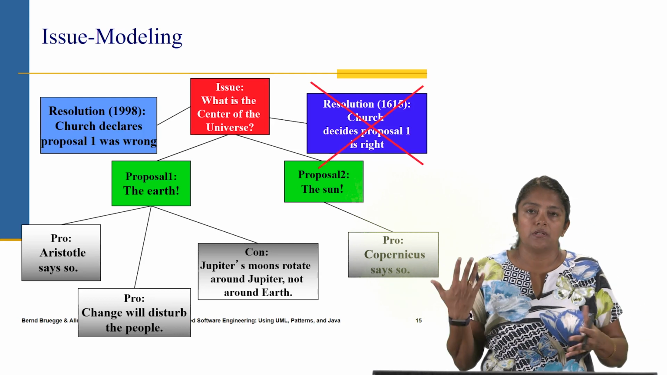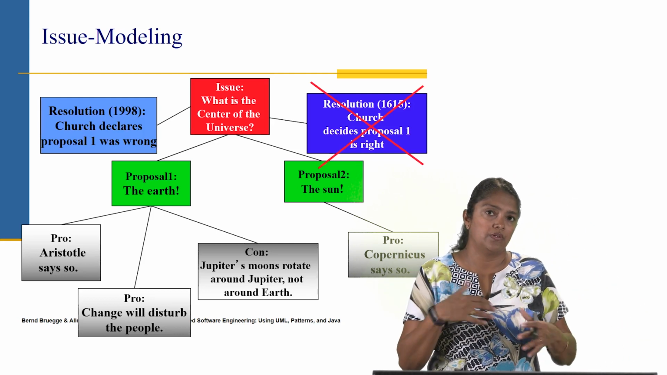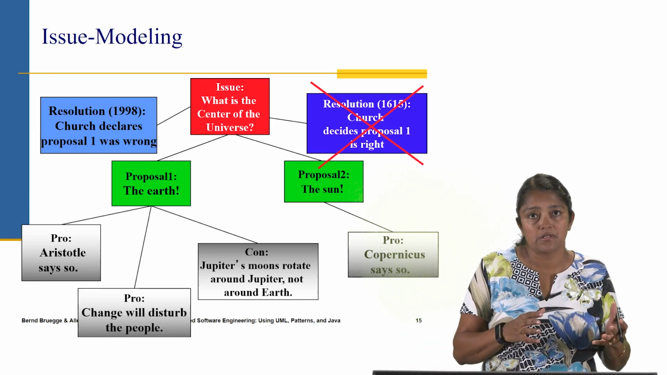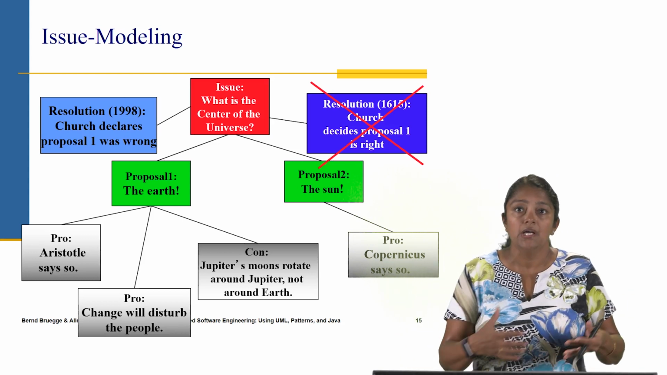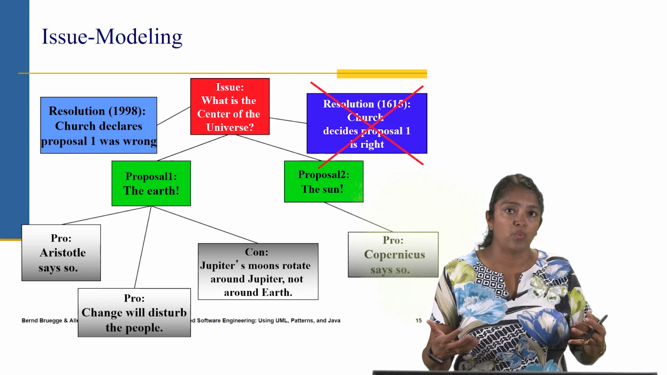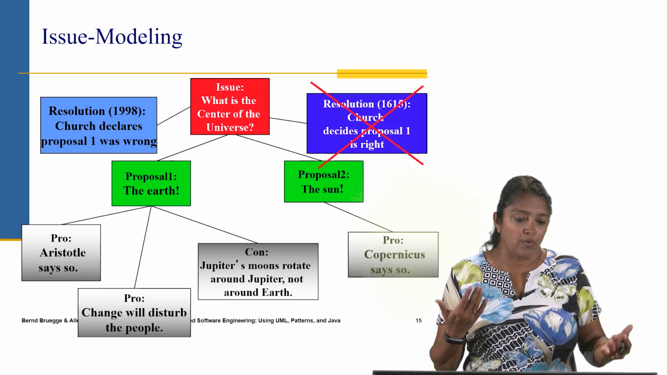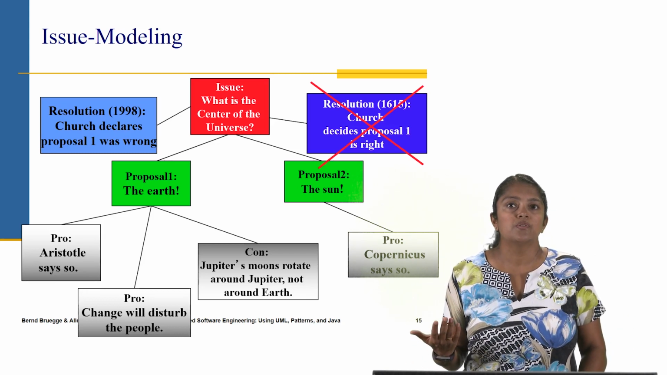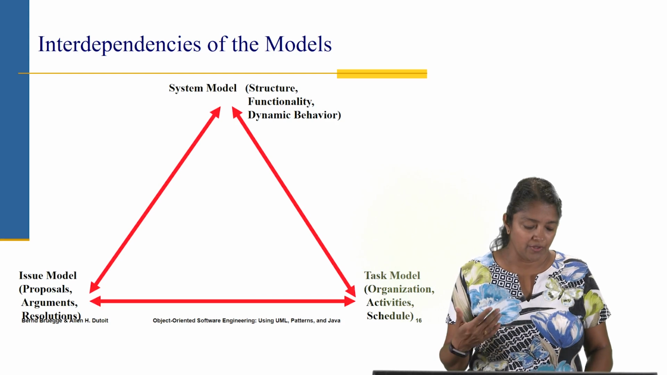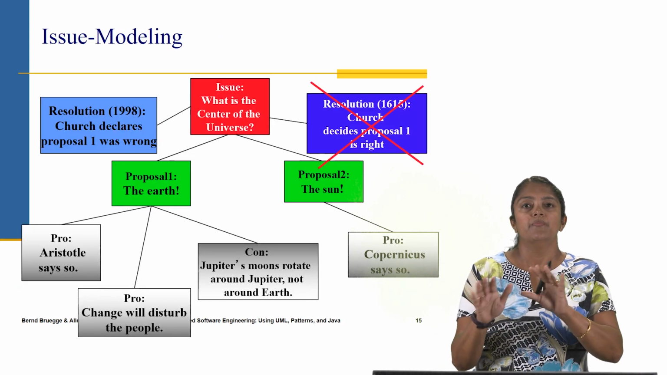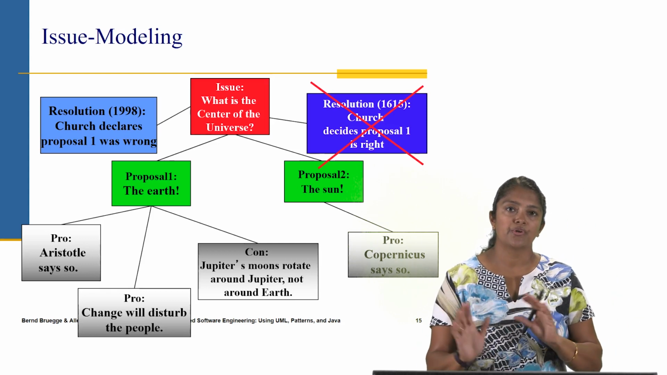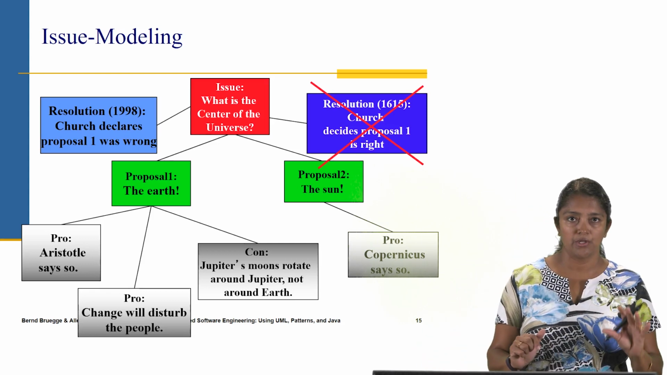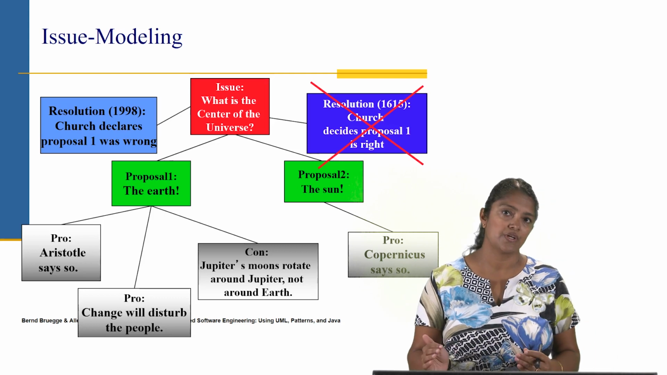Then, based on discussion, the team decides that the first resolution was incorrect, and they come up with a new resolution in 1998 where the Church declares that proposal 1 was wrong, and they're going to go with the second proposal. So basically that's the idea of an issues model, where everything is tracked: all of the proposals, the pros, the cons, the arguments that were made, the resolution that was made, and the history of those resolutions.